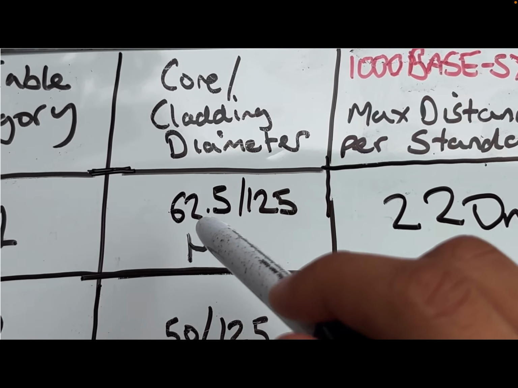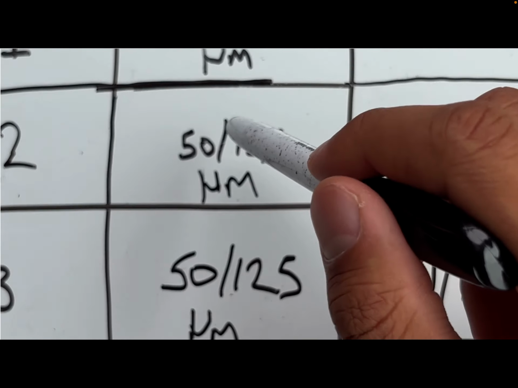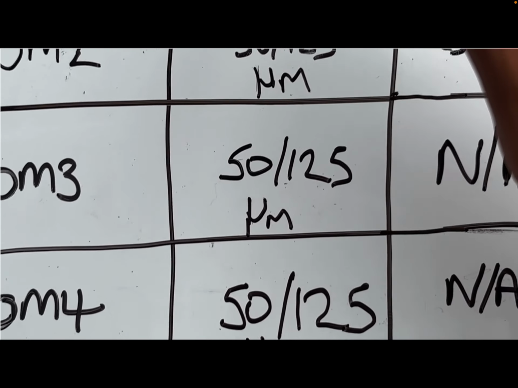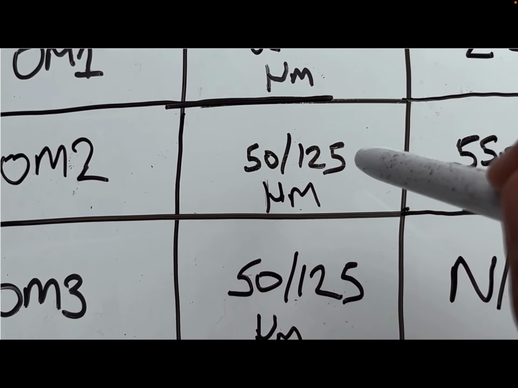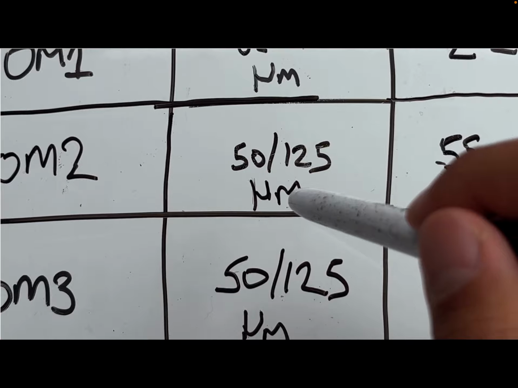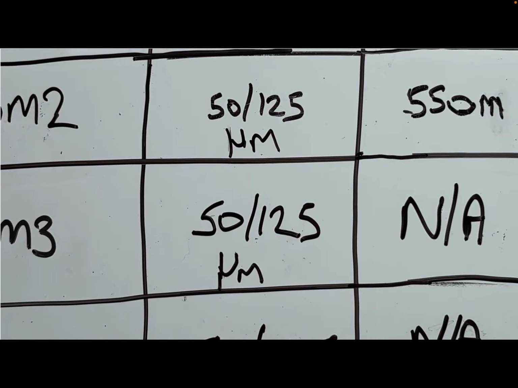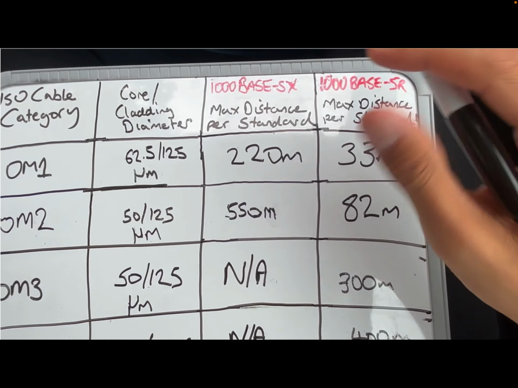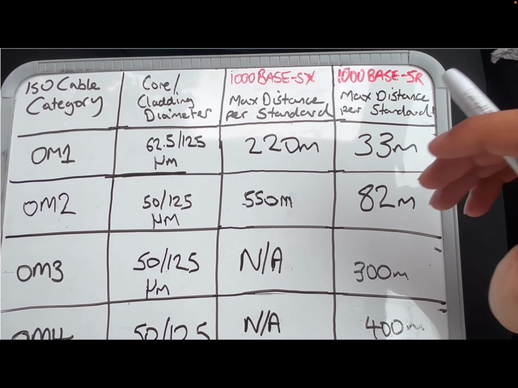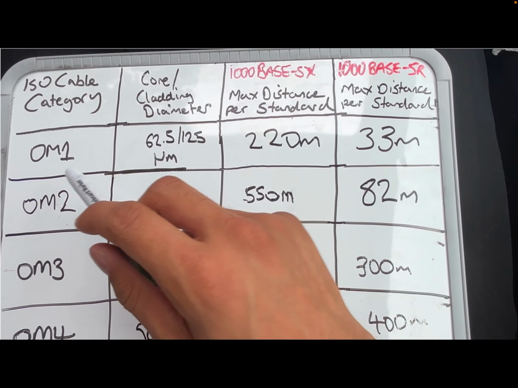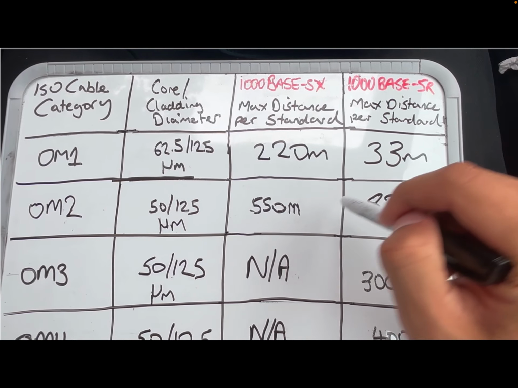core diameter of 62.5 and a cladding diameter of 125. Now, optical multimode 2, 3, and 4 all have a core and cladding diameter of 50 and 125 micrometers respectively. So that's OM2, OM3, and OM4. They all share the same core and cladding diameter. Now, for 1000BASE-SX, the maximum distance for optical multimode 1 is 220 meters. Optical multimode 2 increases significantly to 550 meters.